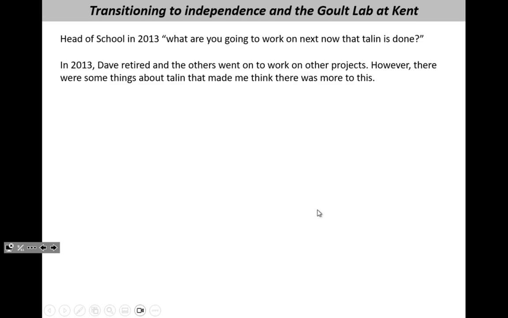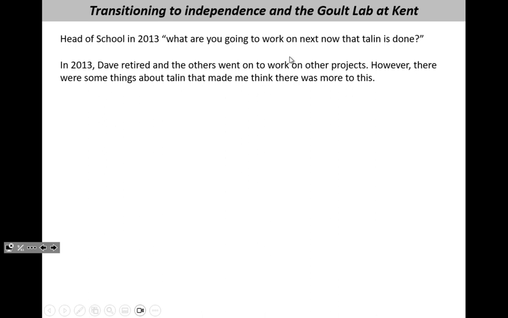So as I was transitioning to independence, in 2013, we'd worked out the Talin structure, and we'd worked out this single switch. So my head of school said to me, what are you going to work on next now that Talin is done? And this was a view shared by pretty much everyone in the lab, because in 2013, Dave retired, happy that he'd sorted this all out, and all the others went to work on completely different projects.